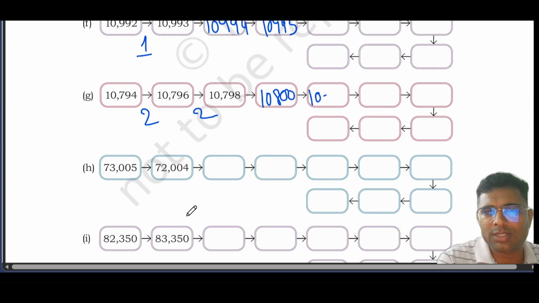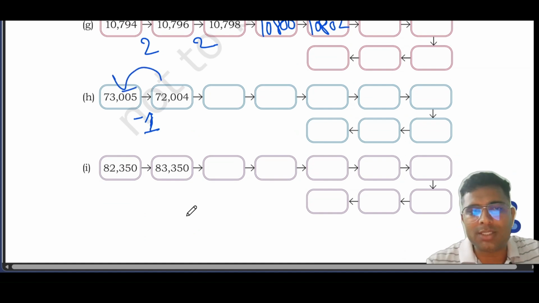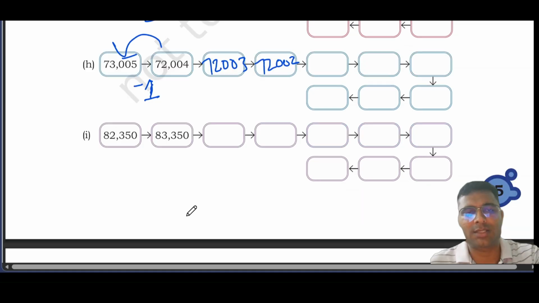In G, children, you can see it is increasing by 2, so next will be 10,800, 10,802. Here it is decreasing by 1, it is not increasing. You can see the second number is smaller than the previous number, decreasing by 1. So for the next number you will subtract 1 from the previous and you will get 72,003, then 72,002, and in the same way you can find the next.